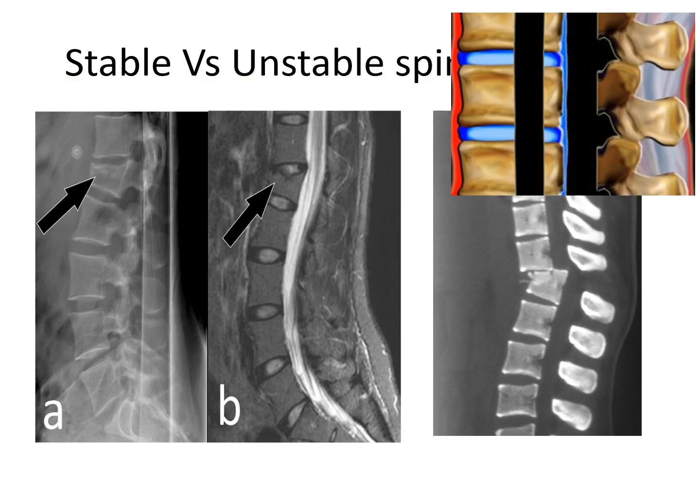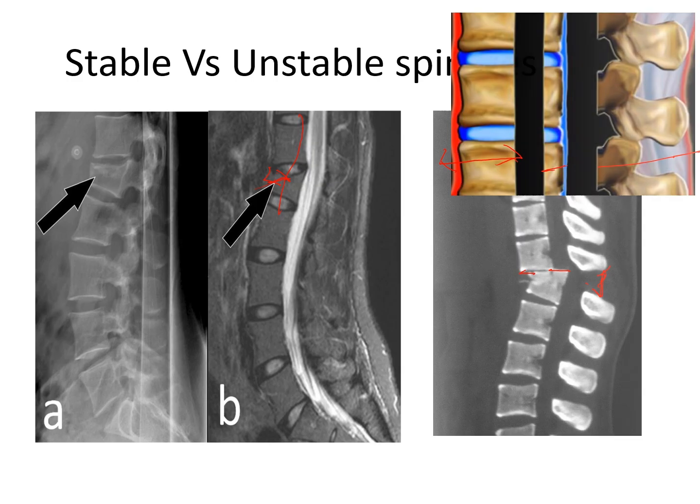We can see here this is the anterior column, middle column and posterior column. We can compare here only the anterior column is involved in the fracture, so anterior wedging can be seen. Here we can see there is involvement of all three columns: the anterior, middle as well as the posterior. So this is the unstable fracture.